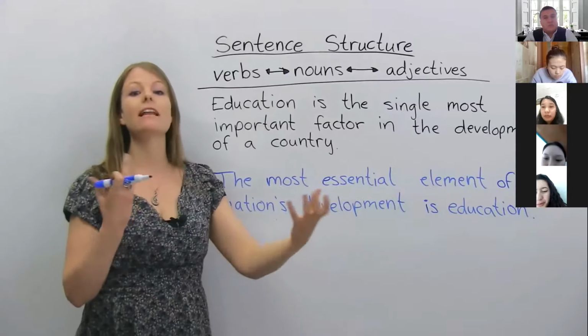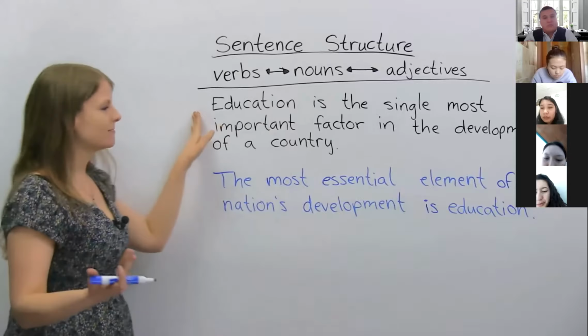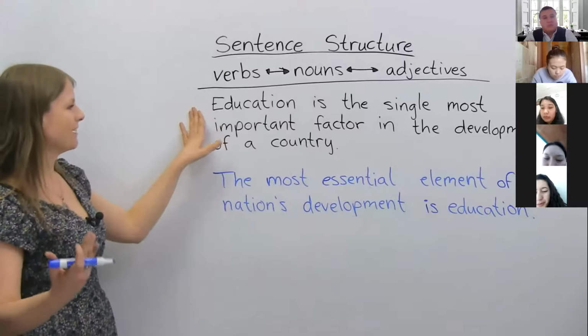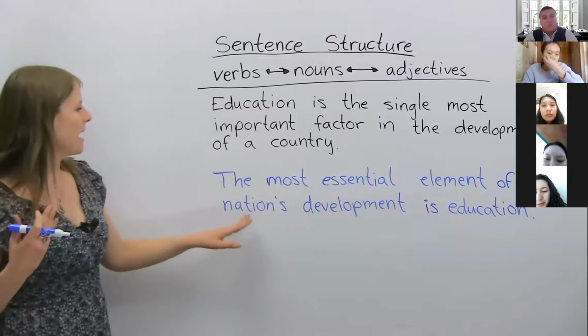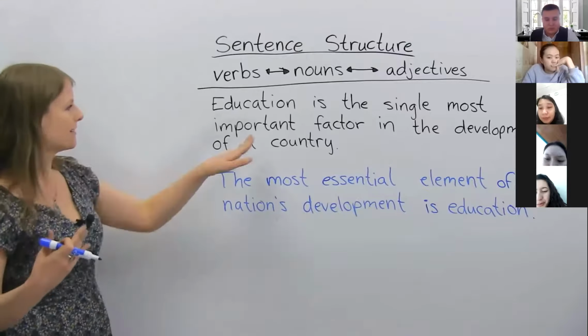Also changing the placement of the words can help you out. So for example, in our original sentence, or the question was, education is the single most important factor in the development of a country. So I've now changed some of the wording as well as the order. Here education is at the beginning. In my sentence, the most essential element of a nation's development is education. I've changed the order of the sentence. So now education is at the end instead of at the beginning. I've also started with the most essential, whereas here it was in the middle.